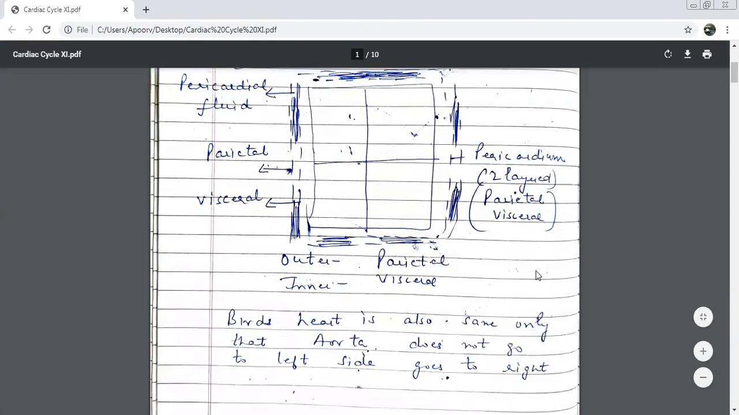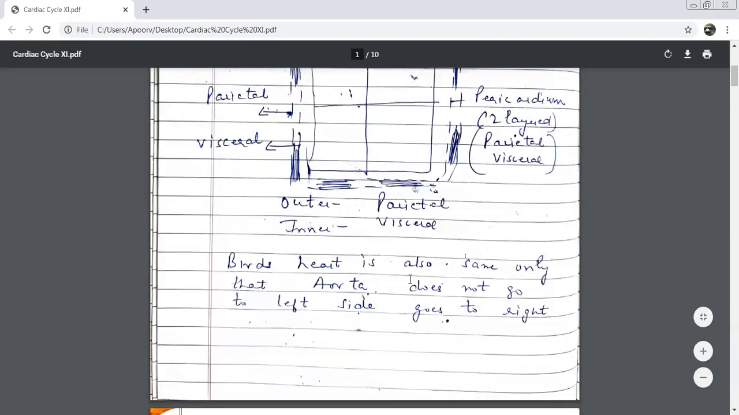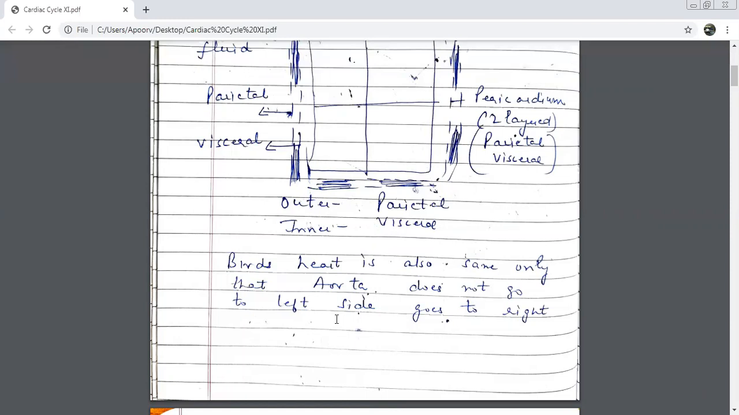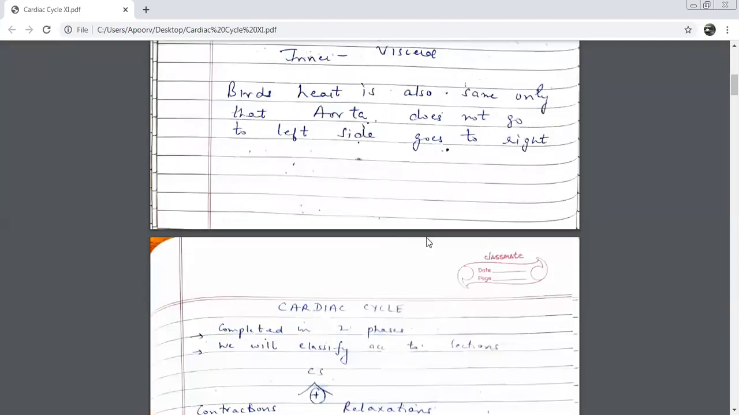One very important fact which you need to know, not learn: a bird's heart is also the same as our heart. Birds have exactly the same kind of chambers, so the maximum similarity with the human heart is the heart of birds. The only difference is that the aorta does not go to the left side, it goes to the right side. This is just for you to know, not to learn.